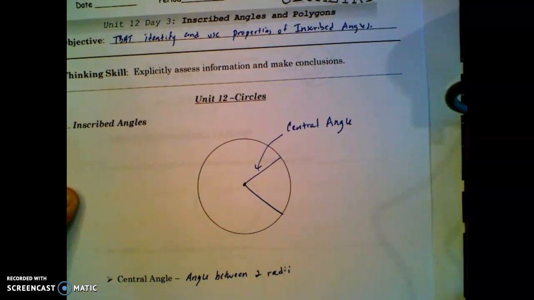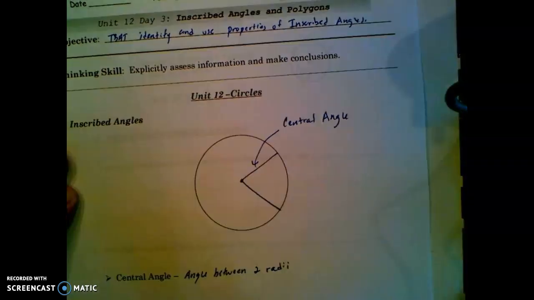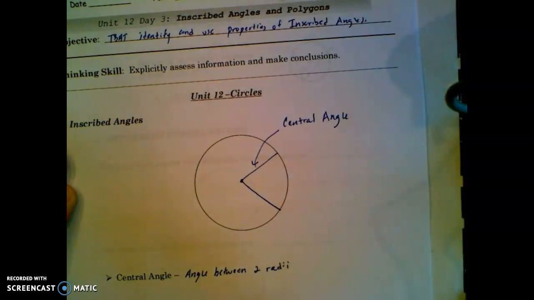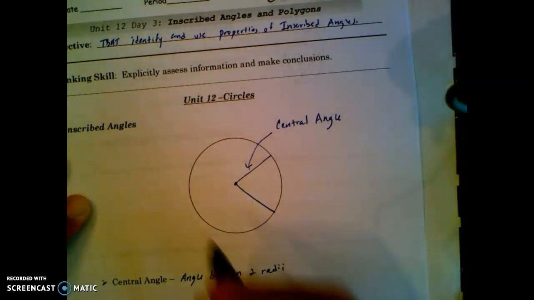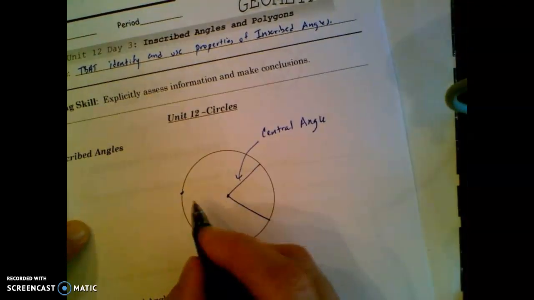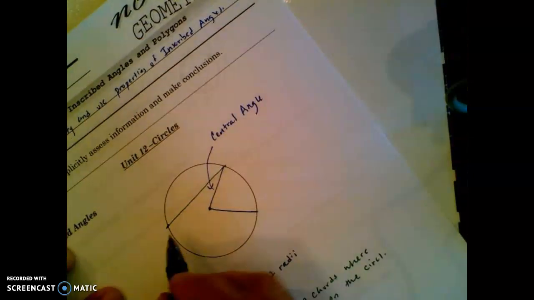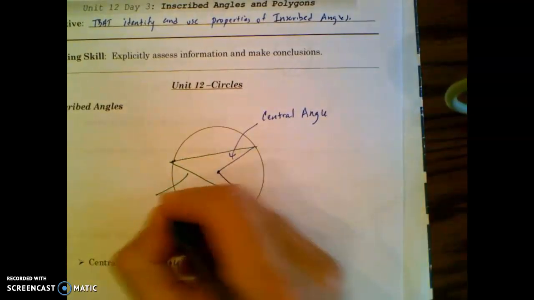Then in the video, I introduced the concept of an inscribed angle. An inscribed angle is basically an angle between two chords where the intersection is on the circle. So if I put the intersection on the circle right here, there's one chord, there's the other chord. So this is your inscribed angle.